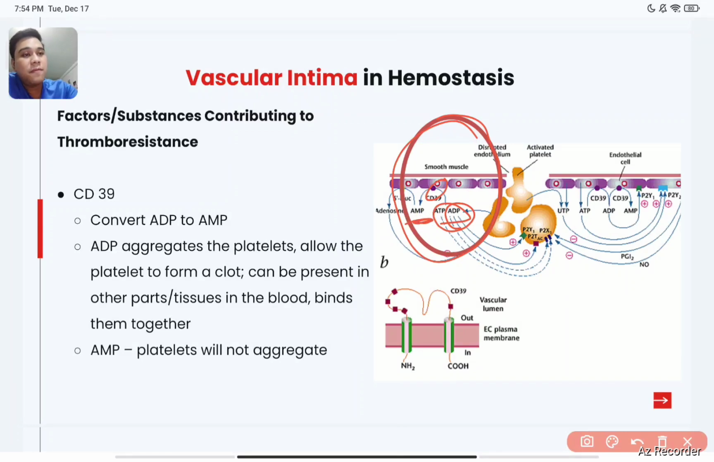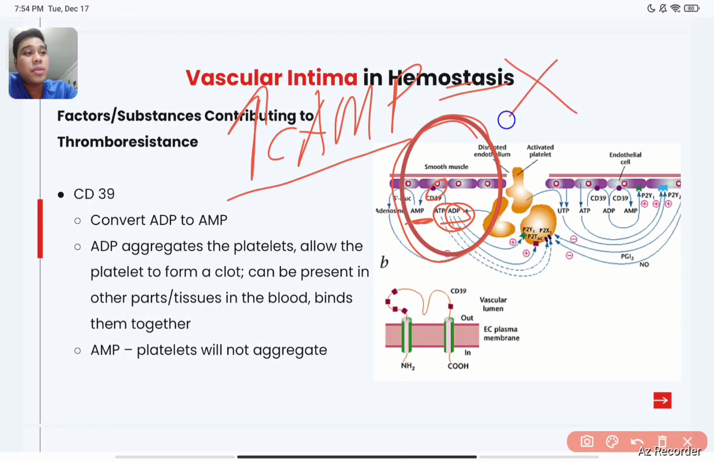And as I've said before, di ba, kapag meron kang mataas na cAMP, di ba, ano mangyayari? There will be no platelet activation. Okay. So, wag kakalimutan yung mga tinuro ko, ha?